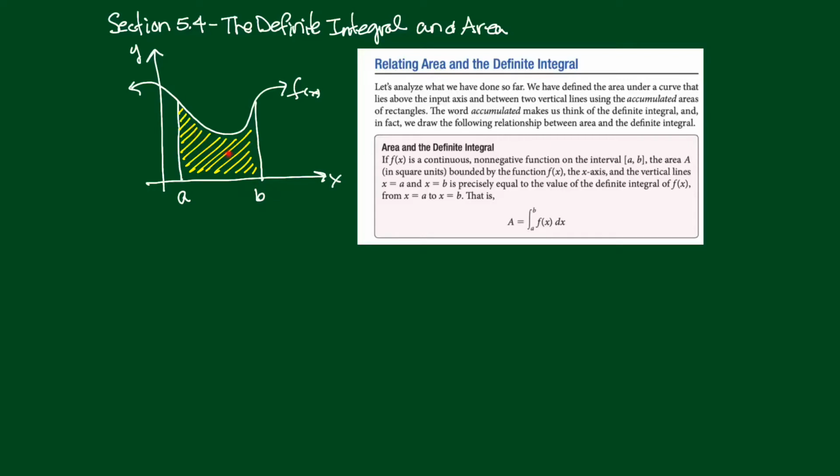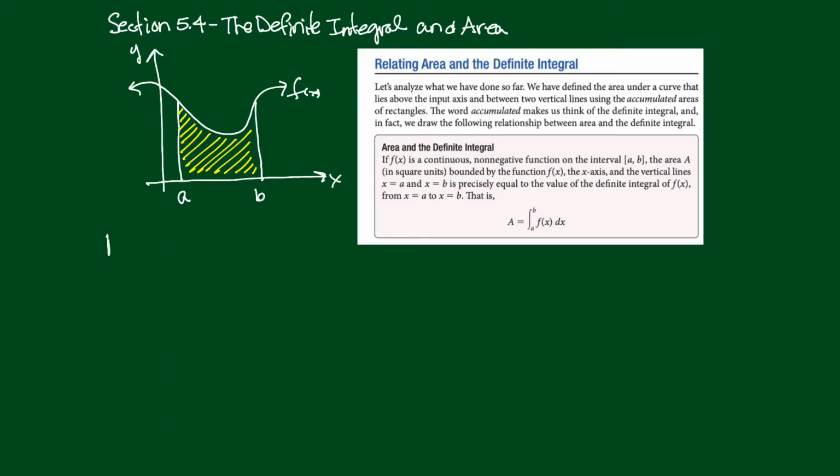So the area in square units, bounded by the function, the vertical lines x equals a and x equals b, and the x-axis is precisely this definite integral right here. So the area is defined to be the definite integral from a to b of f of x dx. Before we actually start doing some of these, let's see where this comes from. Why is the area equal to that definite integral?